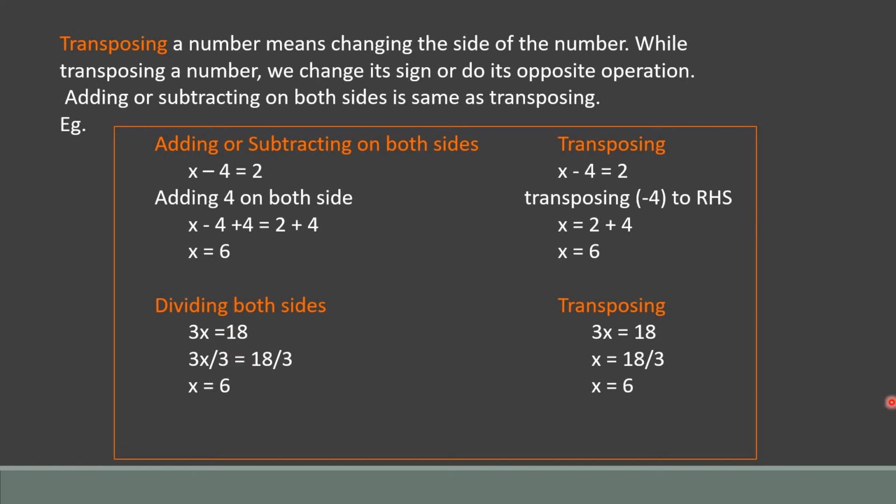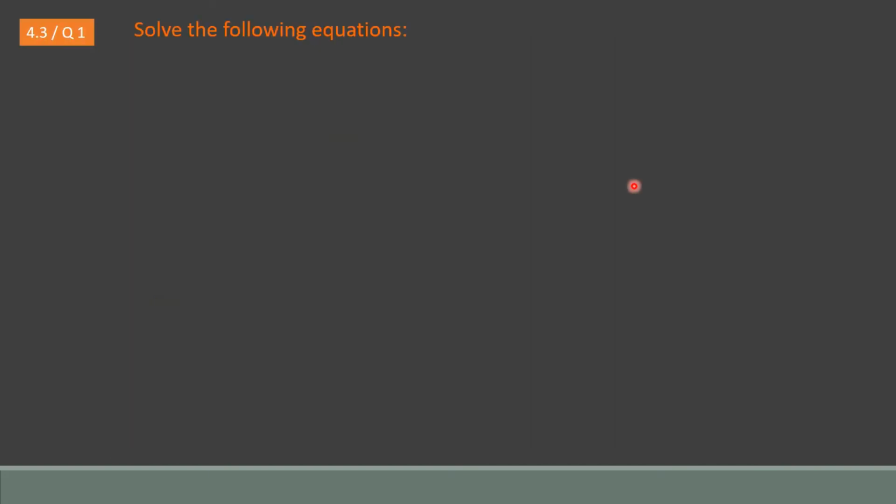The same equation I'm going to do with the transposing method. Transposing means changing the side of the number. My number is 3. I'm going to change its side from left hand side to the right hand side. It will become divide. So it will become x is equal to 18 divided by 3, that is 6. This method is very easy. Don't forget to change the sign of the number. Let's solve the first question, that is, solve the following equations.